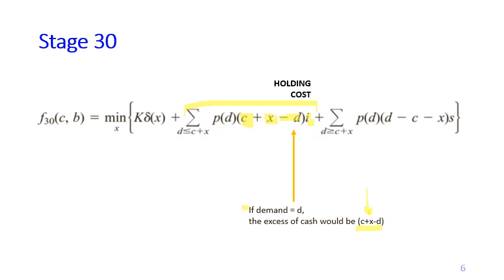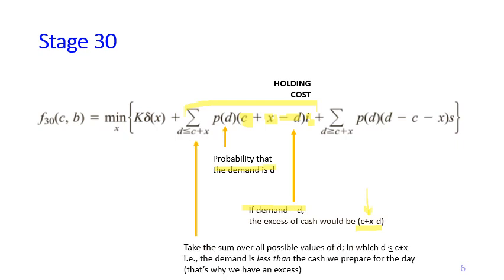Now, as usual, when we say the demand equals D, it means that you must multiply this with the probability that the demand D is happening, which is P(D). One important thing is that we will take the sum of this over all possible values of D, in which D is less than or equal to C plus X. This means that we take the sum for all values of D in which the demand is less than the cash we prepare for the day.